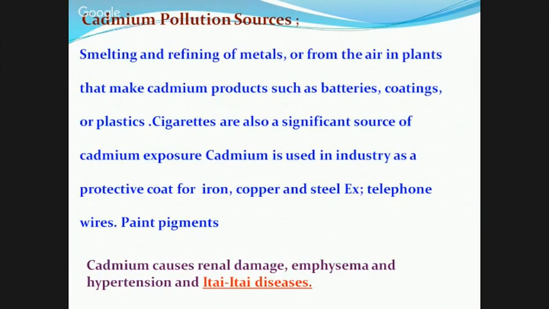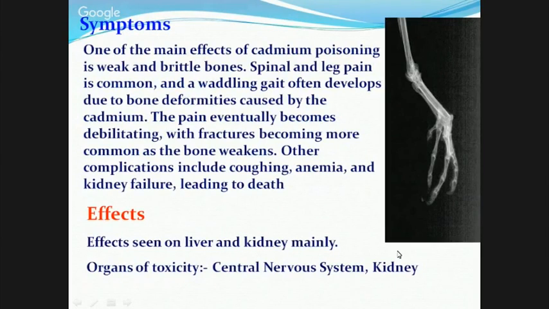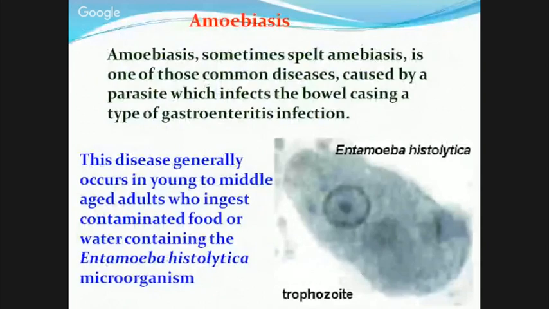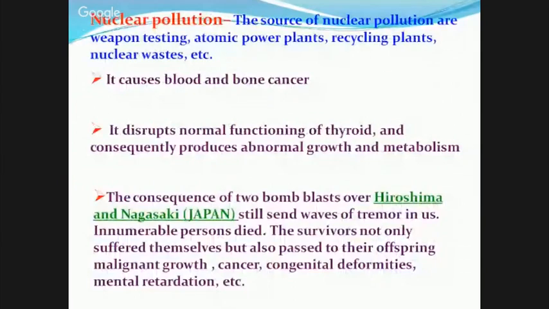Cadmium pollution comes through the use of batteries, coatings or plastics. Cigarettes are also a significant source of cadmium exposure. Cadmium is also used as a protective coating in iron, copper and the steel industry. It is again one of the major problems, causing disease to the bones and the nervous system, and kidneys are also getting damaged due to its presence. These are the different types of diseases. And then we have nuclear pollution, which is again one of the major pollutions. Let us not go into details.